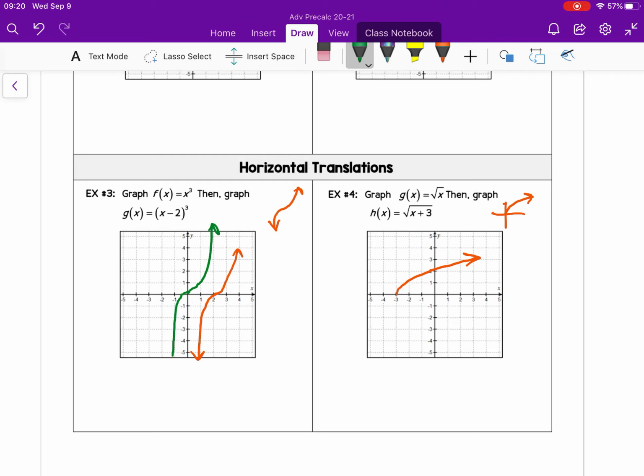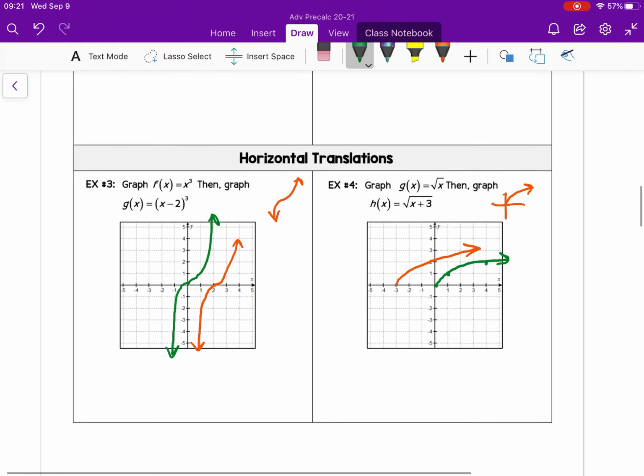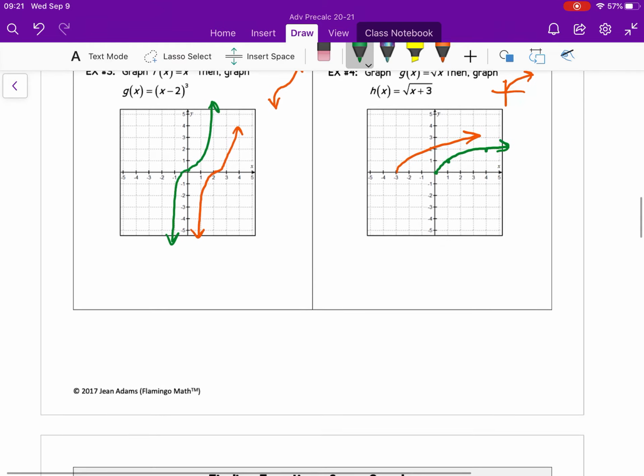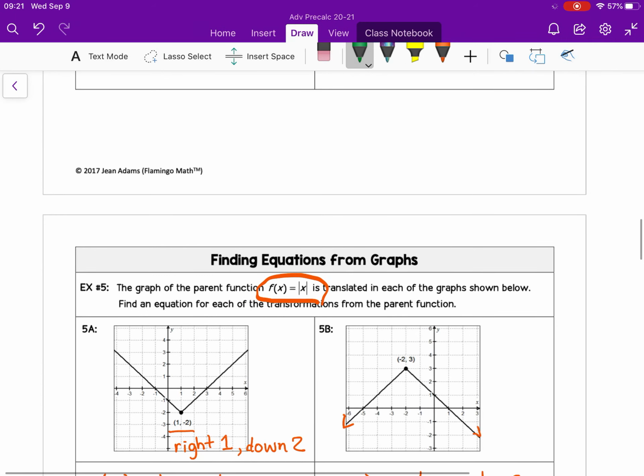Here, the parent graph looks something like this. The minus is on the inside, so minus 2 means to move the entire graph right 2. Your parent graph for square root function looks something like that. So for this particular one, it means to go left 3, so it's like picking it up and moving it left 3.